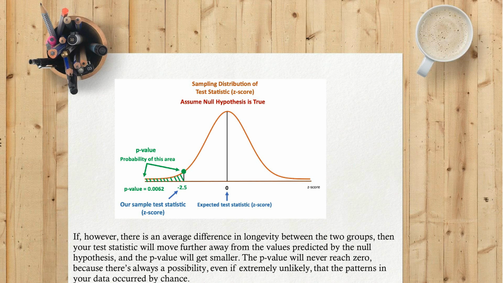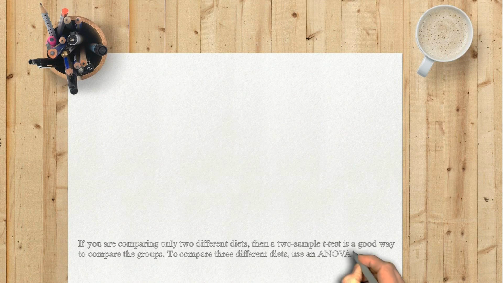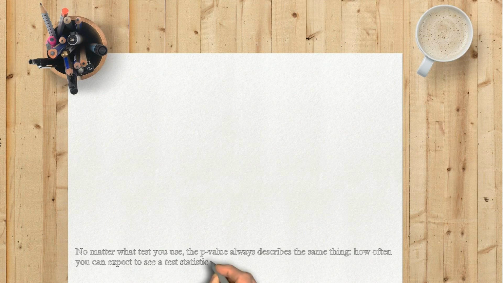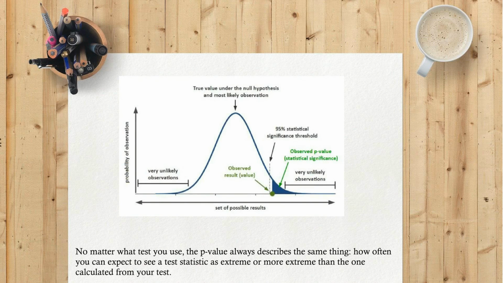If you are comparing only two different diets, then a two-sample t-test is a good way to compare the groups. To compare three different diets, use an ANOVA instead. Doing multiple pairwise comparisons will result in artificially low p-values, and lets you overestimate the significance of the difference between groups. No matter what test you use, the p-value always describes the same thing: how often you can expect to see a test statistic as extreme or more extreme than the one calculated from your test.